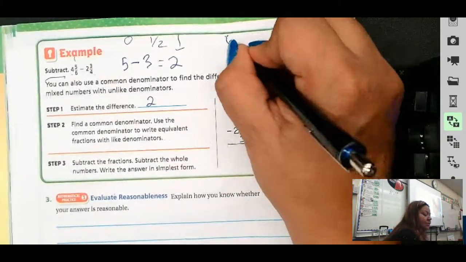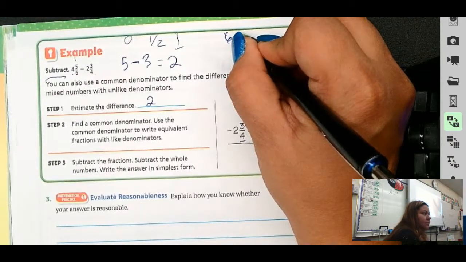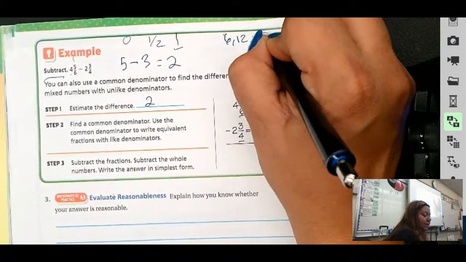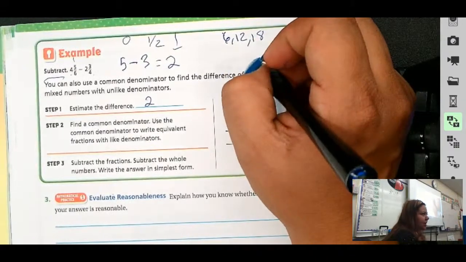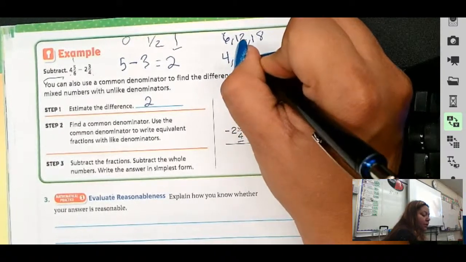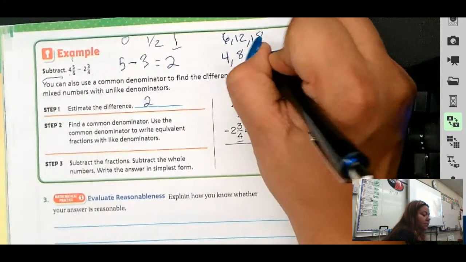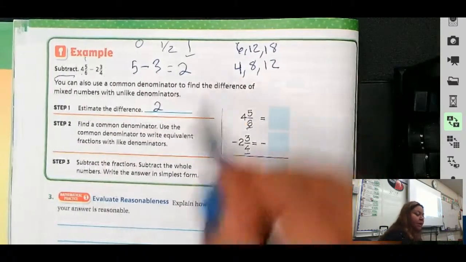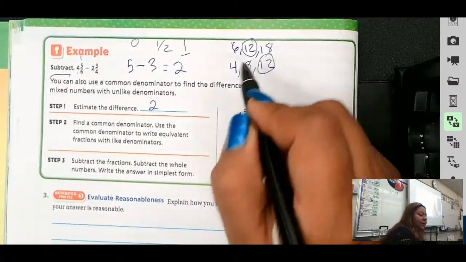So 6. What goes after 6? 12. What goes after 12? 18. Can I stop there, you think? Yeah. Okay, let's do 4s. 4, 8, next. They have the same. Bingo! I see a common denominator. 12.